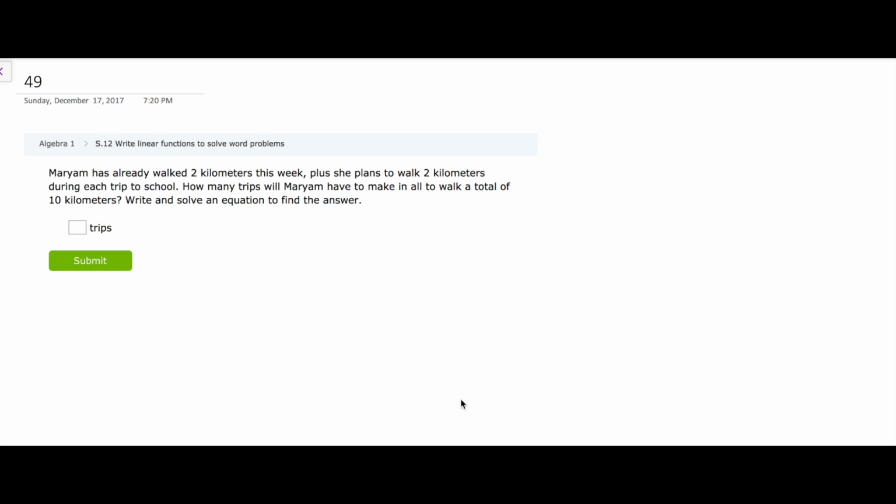Okay, so it says Miriam has already walked 2 kilometers this week. Plus, she plans to walk 2 kilometers during each trip to school. So I know that the rate is equal to 2 kilometers. Rates are always something per something, right? So 2 kilometers per one trip, or 2 kilometers per trip. That's the rate. How many trips will Miriam have to make in all to walk a total of 10 kilometers?